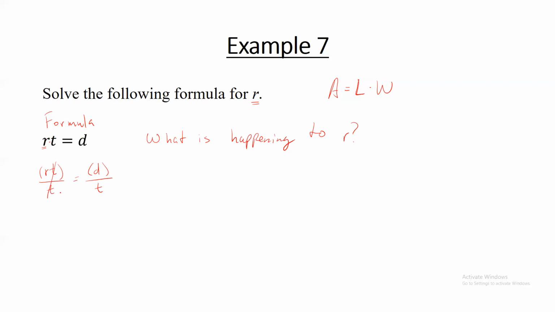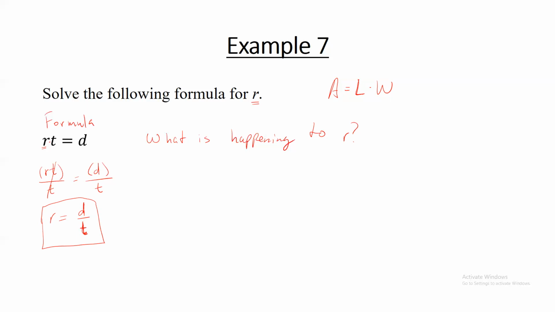The T multiplying by T and dividing by T cancels each other, and we have R equals, well, I don't know what D and T are, so I can't simplify it any more than to say D over T, or D divided by T. And so I solve for R. I don't know exactly what number R equals because I don't know what D is, I don't know what T is, but in terms of D and T, I have my answer.